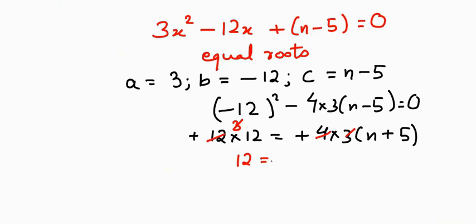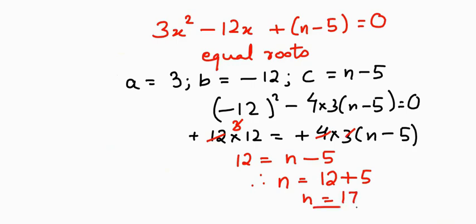So 12 is equal to n minus 5. This is left. So therefore, n is equal to 12 plus 5, this negative 5 will come here as plus 5. So n is equal to 17. This is the answer.